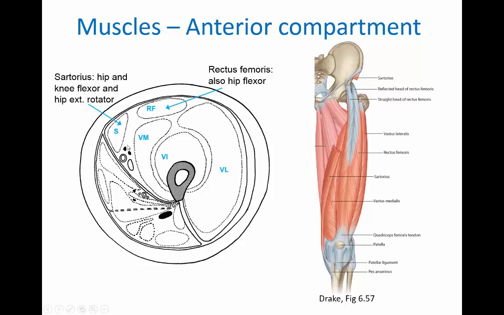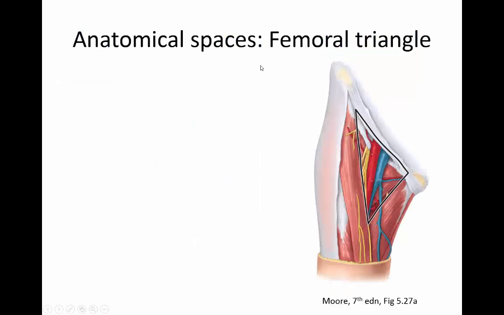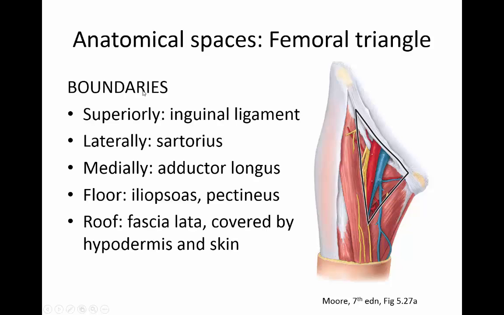Deep to the sartorius in this subsartorial or adductor canal, we can see we have the femoral artery, femoral vein, as well as a couple of branches of our femoral nerve. We have anatomical spaces in the anterior compartment. Here we have the femoral triangle. So the boundaries superiorly, we have the inguinal ligament.